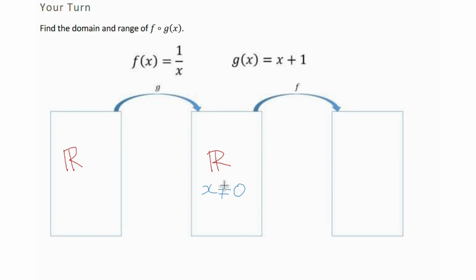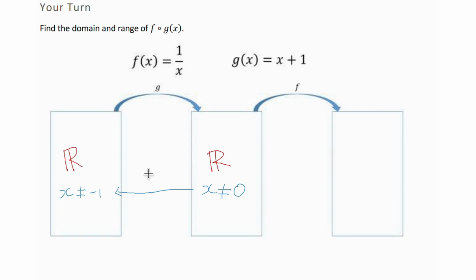But that means that has an impact here, because we can't get 0 here. So we need to think what value of the domain of g would give 0 as the output. So what would make this equal to 0? Well, that would be if x was equal to negative 1. So that means here we need to have x is not equal to negative 1. Because if x was negative 1, we would get 0 here, and if we get 0 here, we can't put that into f because we can't do 1 divided by 0.